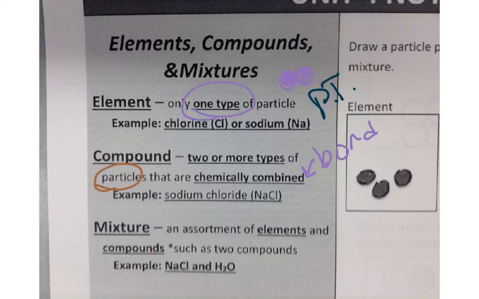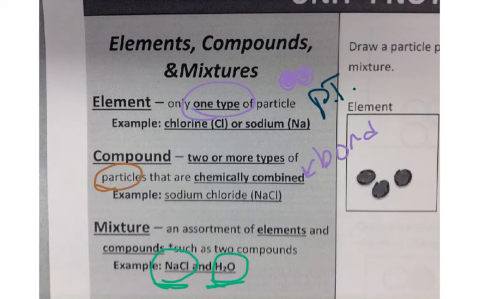And then we have mixtures. A mixture is an assortment of elements and/or compounds. You can have multiple elements together, or multiple compounds together, but it is some sort of blend of an element and/or a compound. An example would be NaCl and H2O, which is water. This would be salt combining with water, so you would have salt water. That would be considered a mixture.